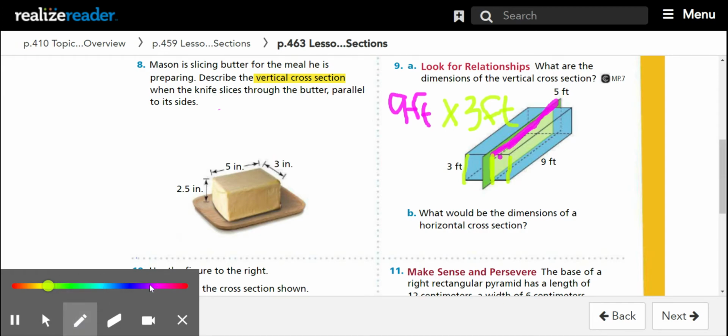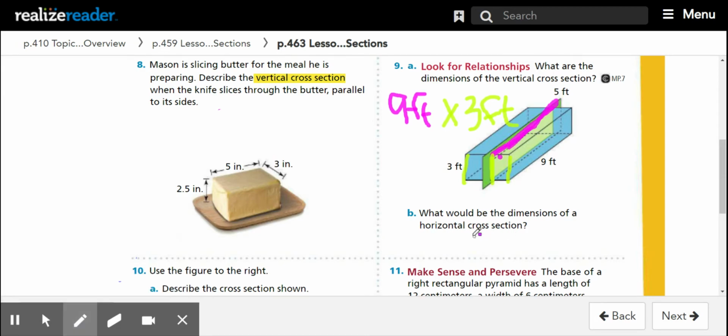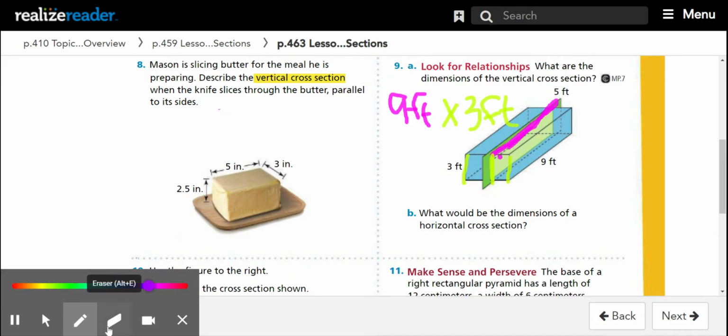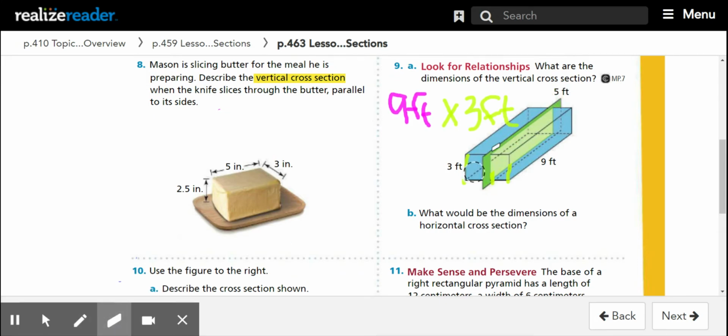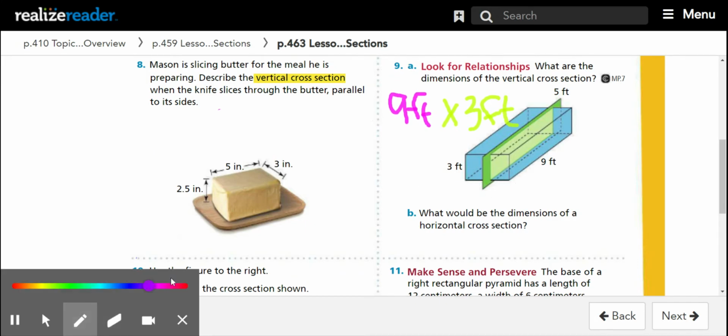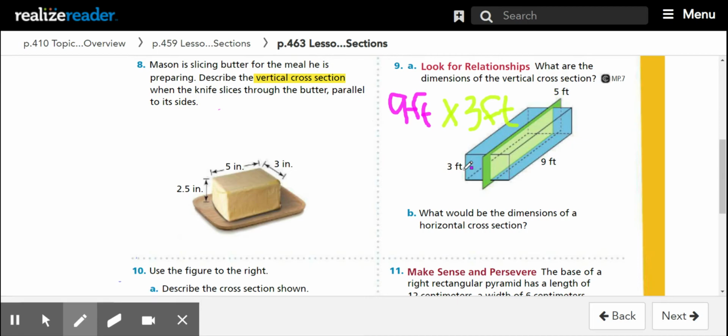So that's the vertical one, the one that slices down. Part B says, then what would the horizontal cross-section be? So to answer that question, if they didn't cut it for me, I can imagine that. I can imagine slicing it this way, cutting right through it like that. So that would make a rectangle. I make a rectangle like this.